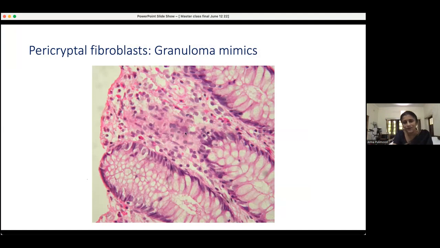And you see how these pericryptal fibroblasts look like epithelioid histiocytes. Many new pathologists or people who are not very familiar may mistake this for a granuloma. So this can be identified as a pericryptal sheath, because when you go to consecutive sections, you'll see that this crypt will extend towards here. So this is really not a granuloma.